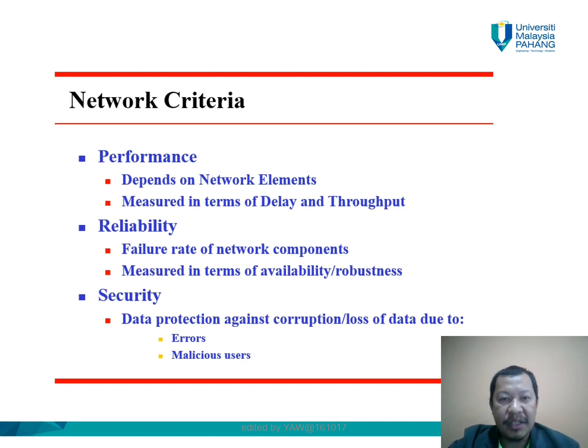Firstly, the performance of the network depends on network elements, measured in terms of delay and throughput. The second criterion of the network is reliability, which is the failure rate of the network components, measured in terms of availability or robustness. The third network criterion is security, which is data protection against corruption or loss of data due to errors and also malicious users.